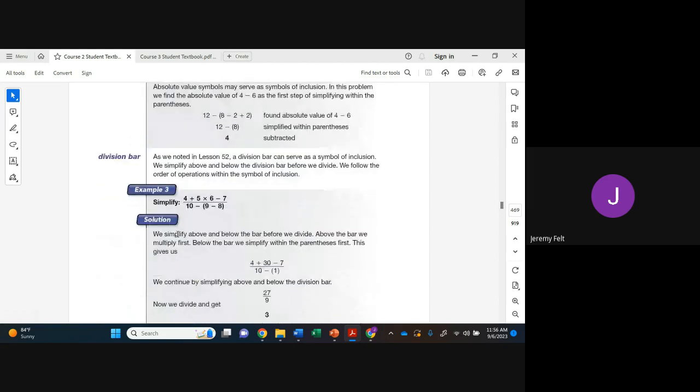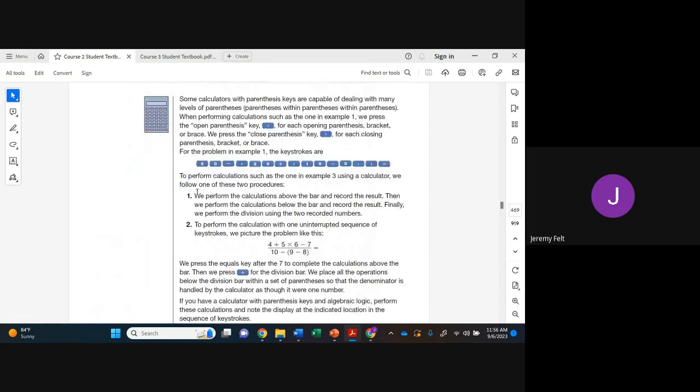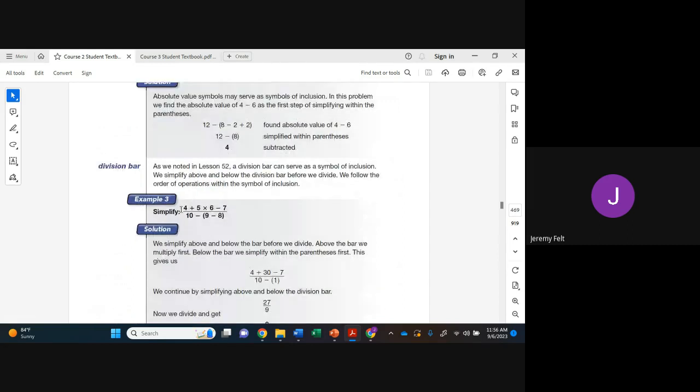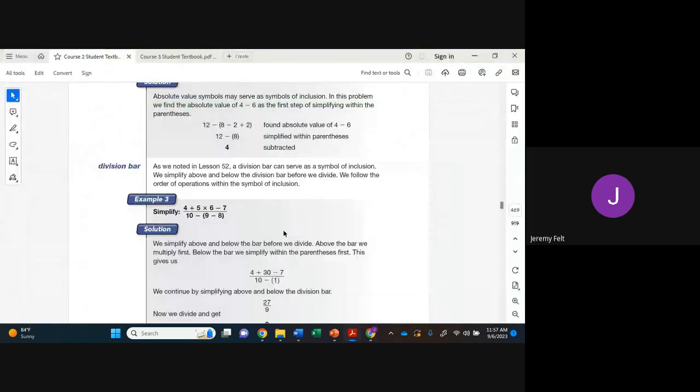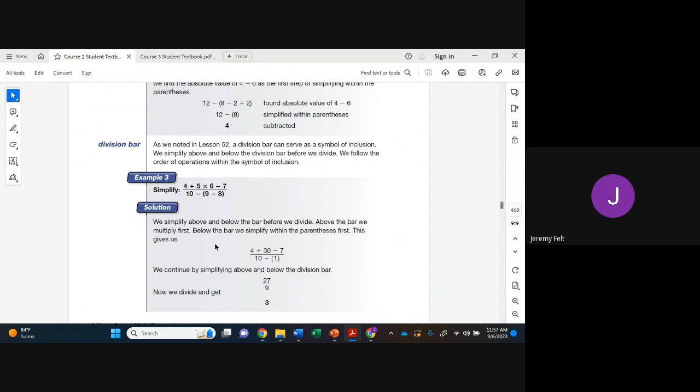And then, as I was saying, the division bar acts as its own grouping symbol. So we would do 4 plus 5 times 6 minus 7. Okay, well, we do the numerator and denominator first, and even within that, we follow order of operations. So I multiply first. 5 times 6 is 30. 4 plus 30 minus 7, okay, gives me 27. 9 minus 8 is 1. 10 minus 1 is 9. 27 divided by 9 is 3.